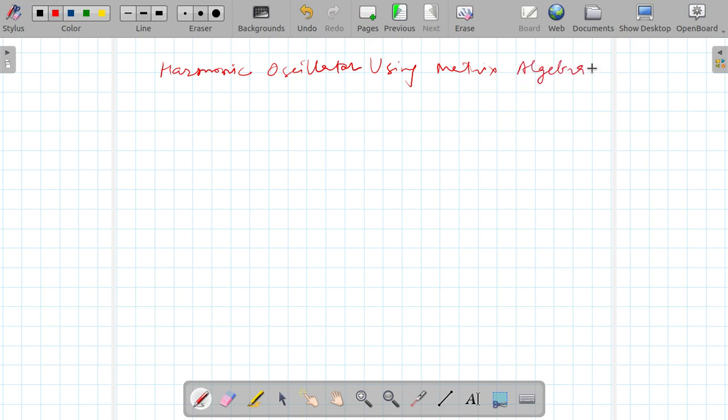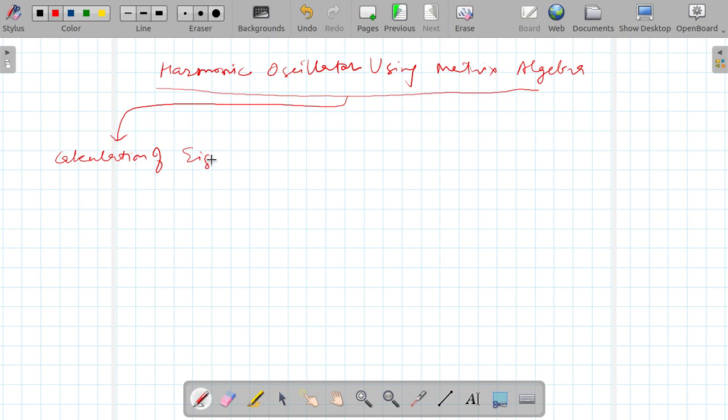So, I will divide this lecture into three parts. The first part is the calculation of eigenvalues of energy. That is, I am interested in deriving the equation E_n is equal to (n plus half) h cross omega. So this is our first part.